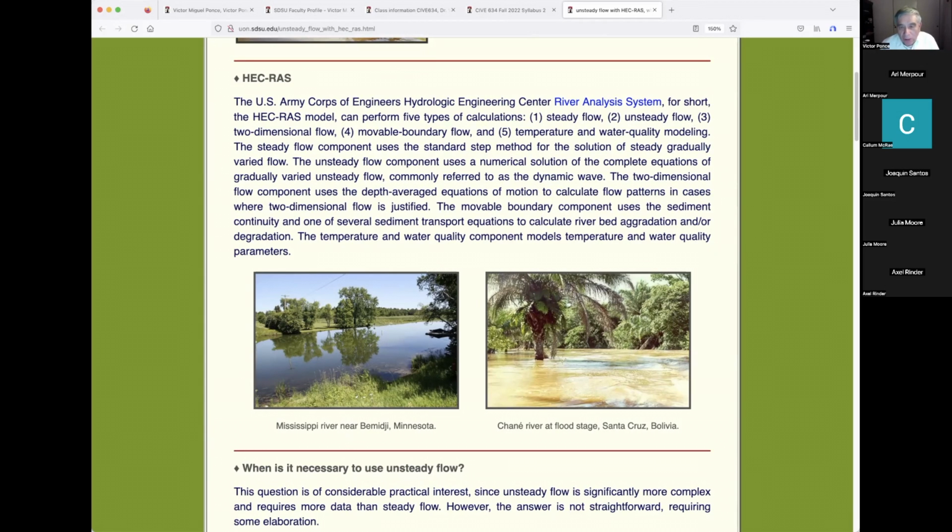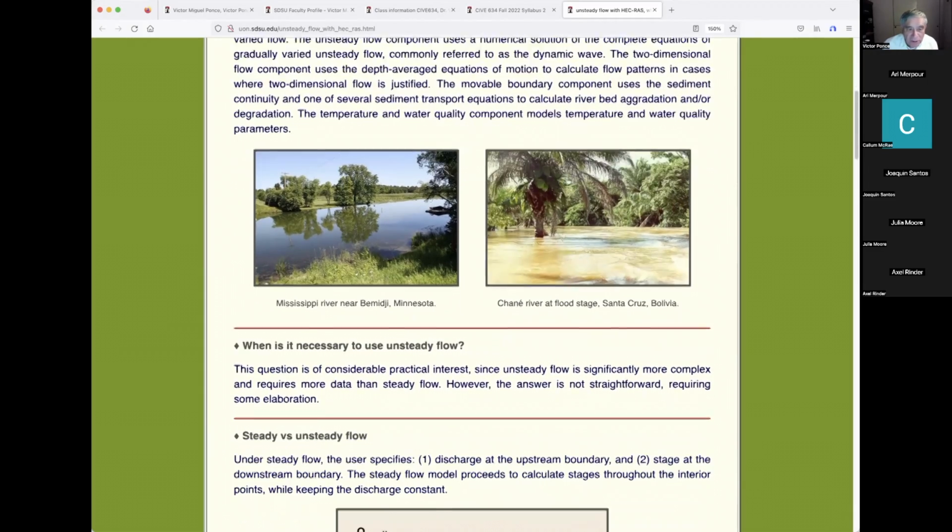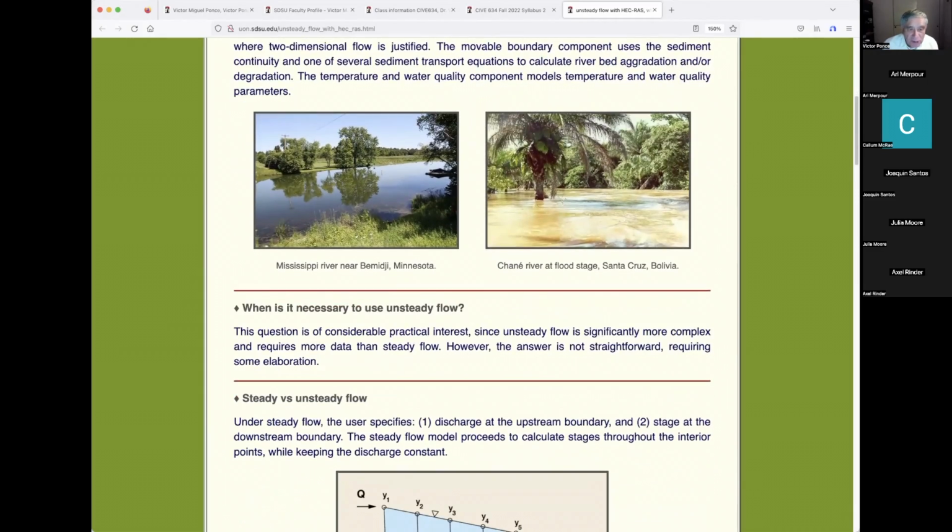The movable boundary model uses the sediment continuity equation, the Exner equation, and one of several sediment transport equations to calculate riverbed degradation or aggradation. Mississippi River near Bemidji, Minnesota.